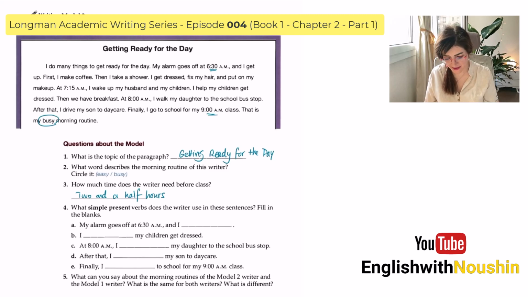What simple present verb does the writer use in these sentences? Fill in the blanks. So, my alarm goes off at 6:30 a.m. and I get up. They've got it here. Then my children get dressed. Here we've got it. I help my children get dressed. At 8 a.m. what does she do? At 8 a.m. I walk my daughter to school by bus.